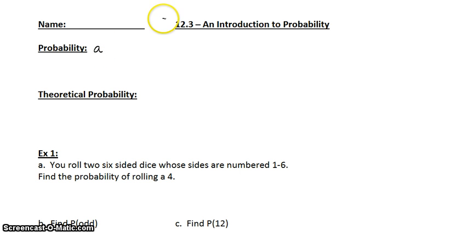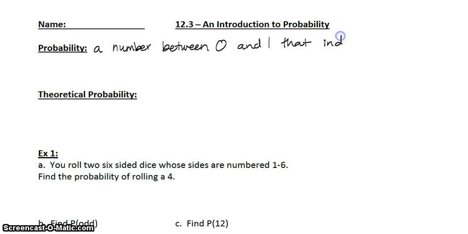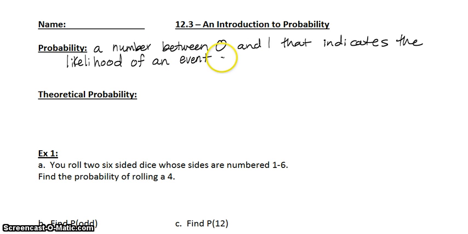Here's a definition for probability. It's a number between 0 and 1 that indicates the likelihood of an event occurring. How likely is something to happen, basically?